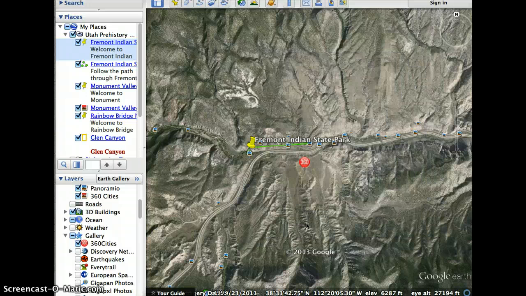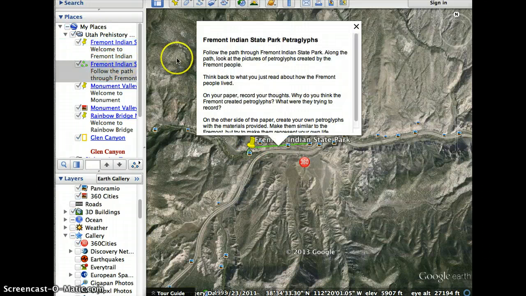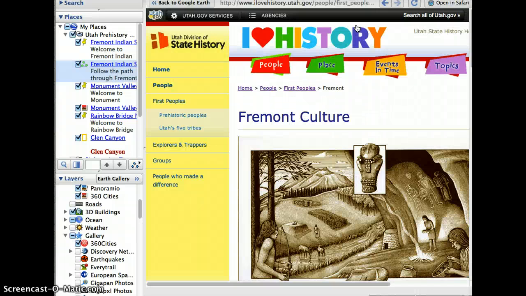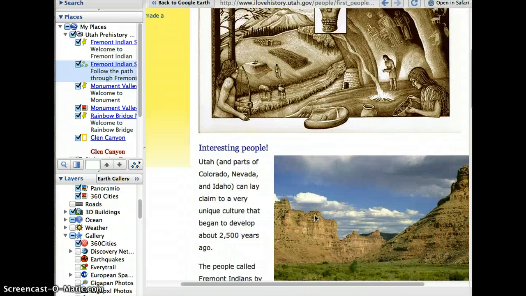and it gives an explanation of who the Fremont people were and kind of what they did and how they lived. And then I've created a path, so the students will follow this path, and it will take them to see a couple different petroglyphs that were created by the Fremont people. Here's this website about Fremont culture that I was talking about.